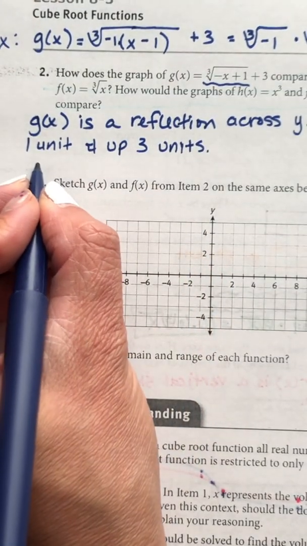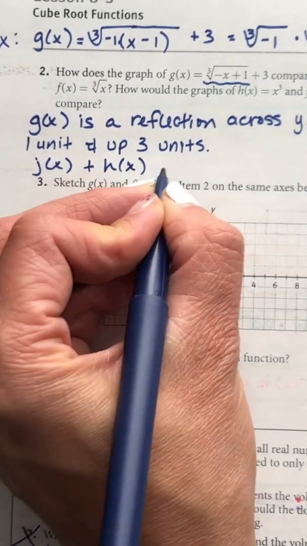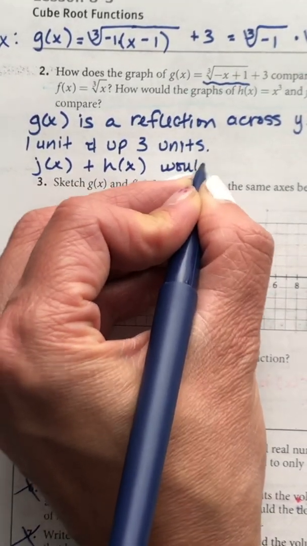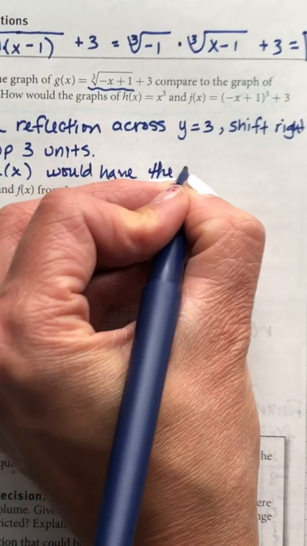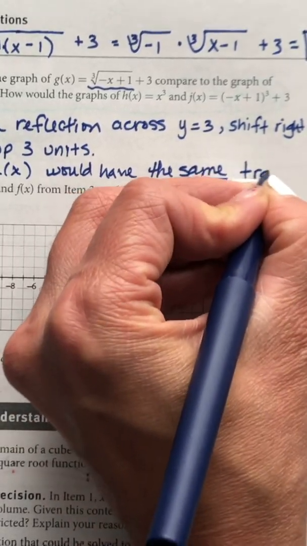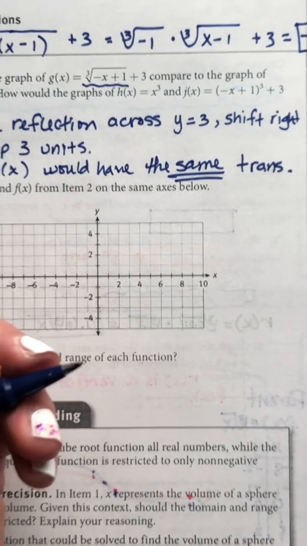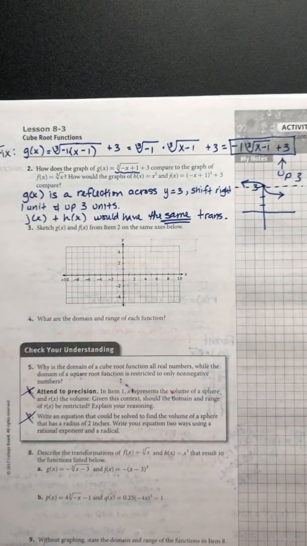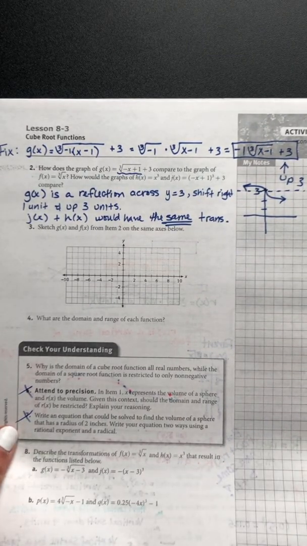And we can say j of x and h of x would have the same transformations. I'm just going to put trans, because I don't want to write out the whole word. Okay. All right, number 3, sketch g of x and f of x from item 2 on the same axes below.